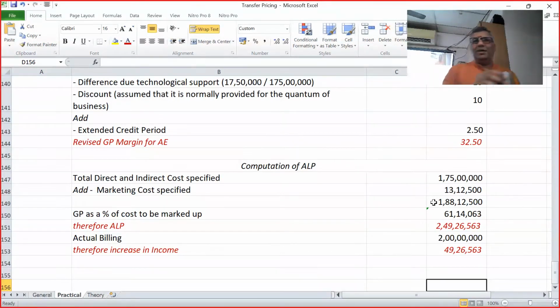That's what he was asking. Technological difference is not a cost, it's a benefit, whereas marketing is a cost.